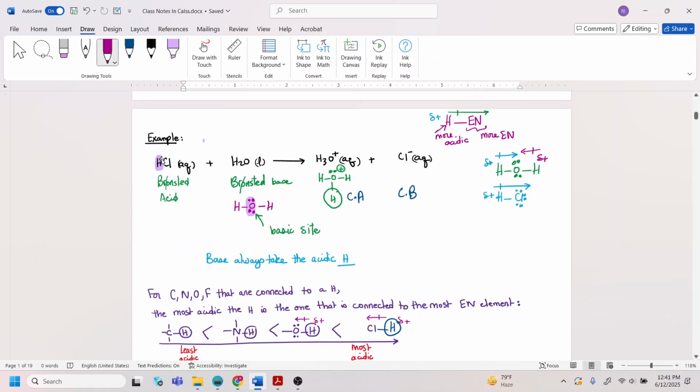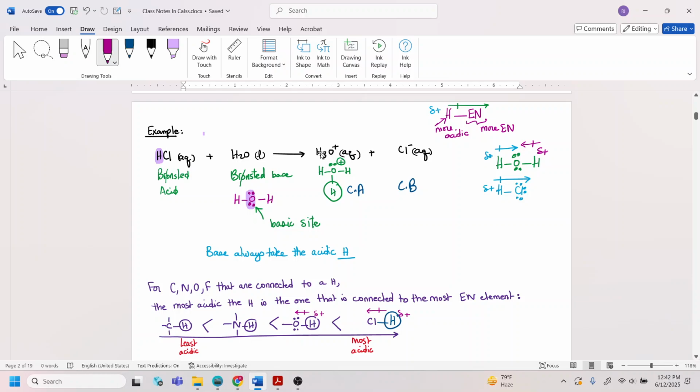Guys, acids are known for their acidic hydrogen. Bases are known for their basic site. So you look where your lone pairs are, and this is going to be your base. And always go by the rule, bases take acidic hydrogens. Your product is going to be a conjugate acid and a conjugate base. The Bronsted-Lowry acid changes into a conjugate base, and the Bronsted-Lowry base changes into a conjugate acid.